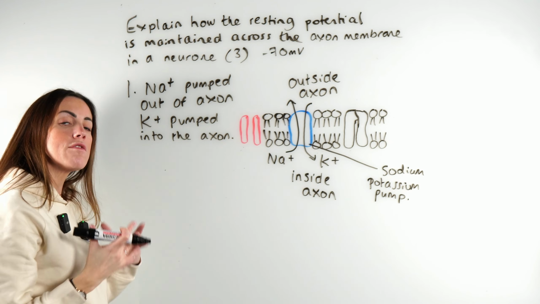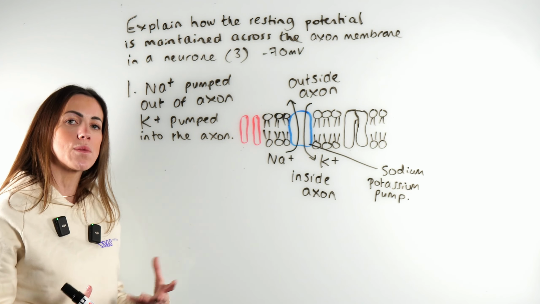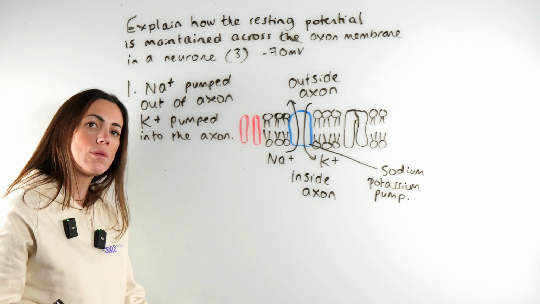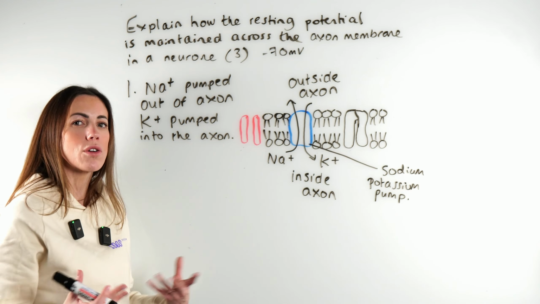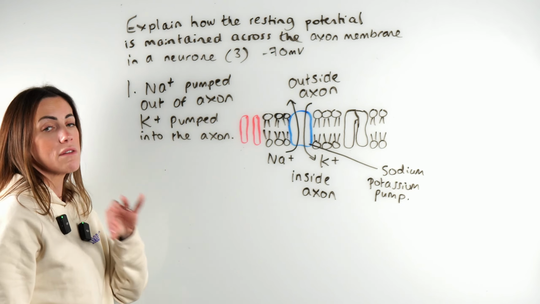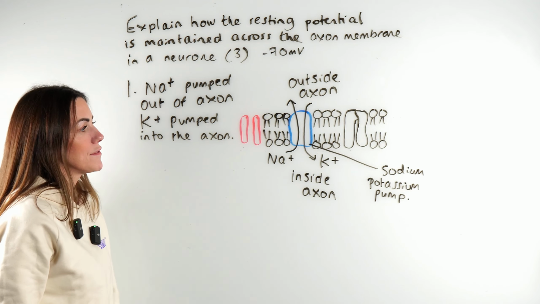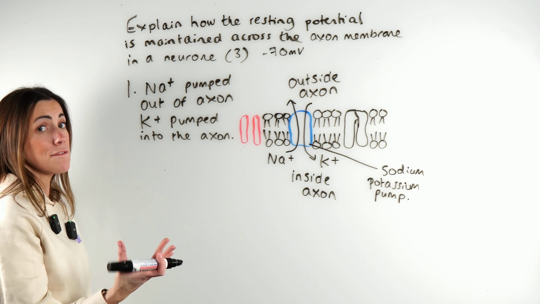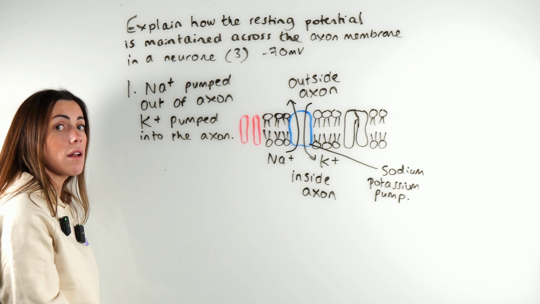It's really important that you remember they're ions. A lot of students will just say sodium moves out and potassium moves in, and that is not correct. These are ions, so you can use the symbol if you want, or you can remember to put the word ion after sodium.